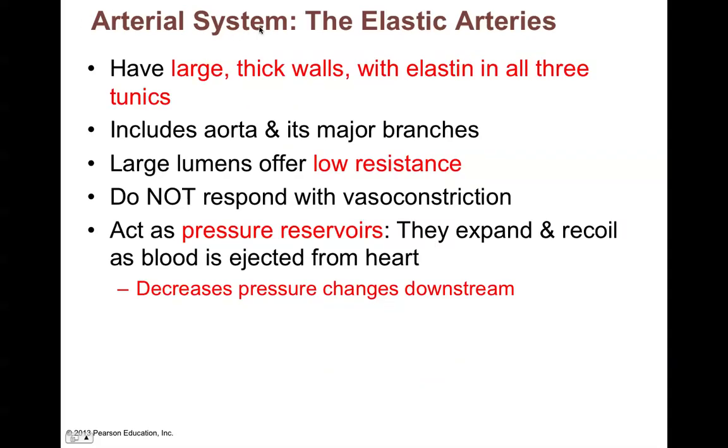So with arteries, there's actually several different kinds. The very first type coming from the heart would be the elastic arteries. The elastic arteries have large, thick walls with a lot of elastin. Elastin, remember, is that protein fiber that's very stretchy. So all of their tunics, all of their layers, have elastin in them. This includes the aorta and its major branches.